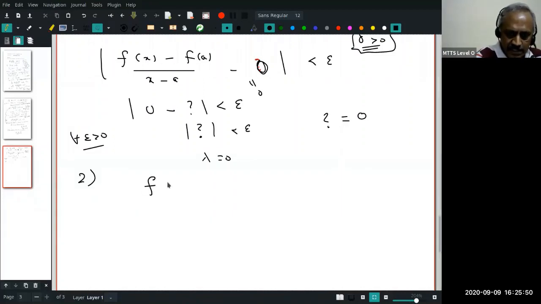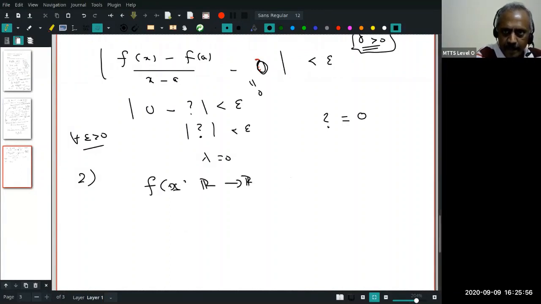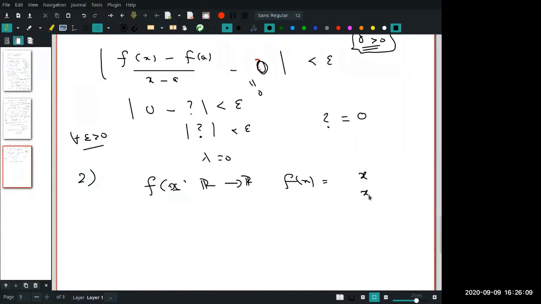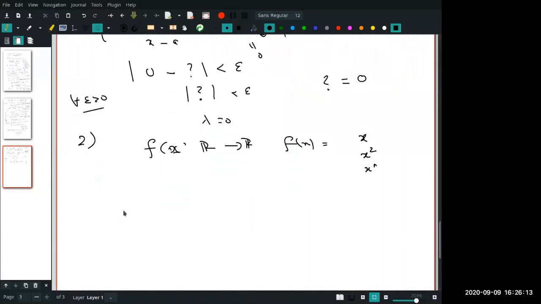Let us look at another easy example. Let us look at again f from R to R, and f of x equal to, what do you want? Somebody can tell me? X power n. Okay, x power n. We will do that.